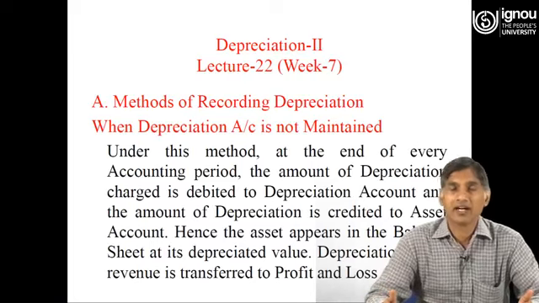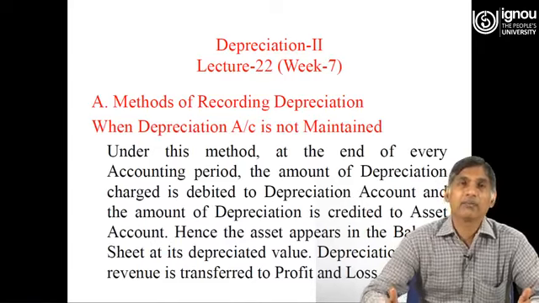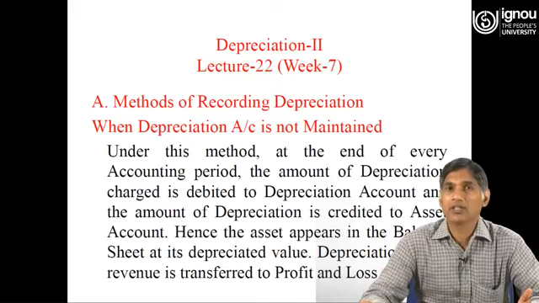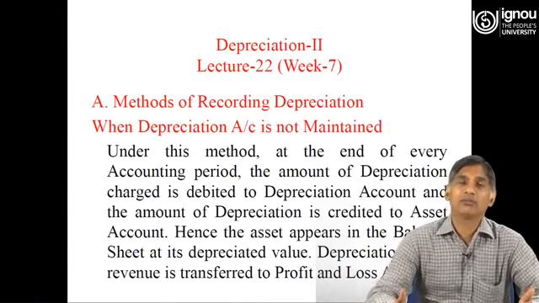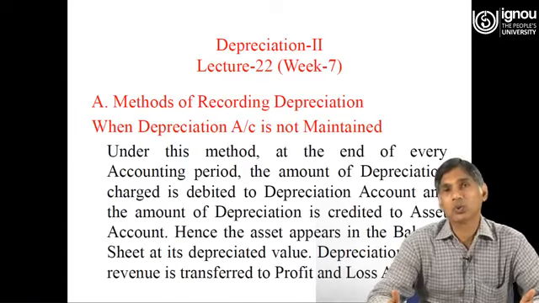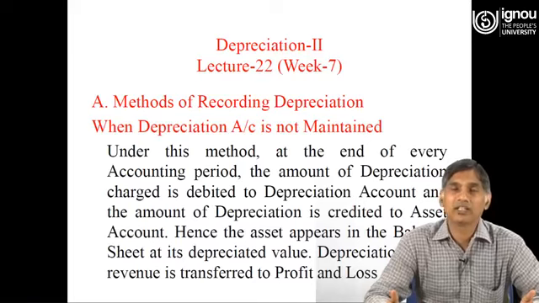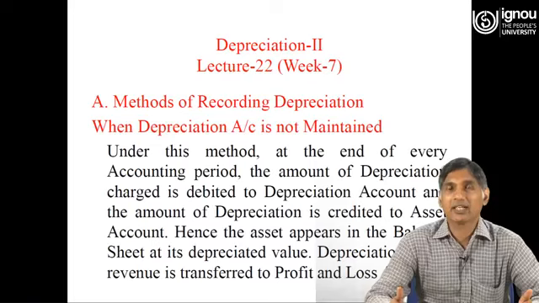Then third year again we will charge rupees 10,000 to profit and loss account as depreciation, and in the balance sheet the asset will be shown against its depreciated value, that is 80,000 minus depreciation 10,000, so the net amount is 70,000, and so on and so forth. This way the depreciation is charged and the asset is shown in the balance sheet against its depreciated value.